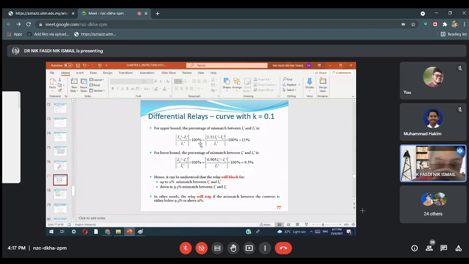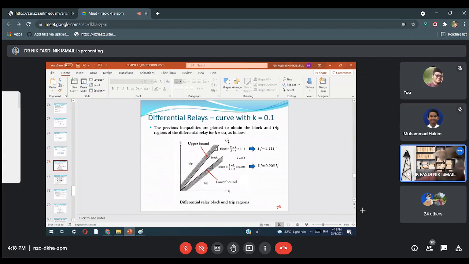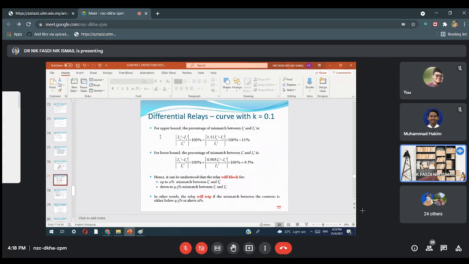Okay. So for the upper bound, the percentage of mismatch between the I1 prime and I2 prime in this formula. Ini contoh, based on this diagram, when K equal to 0.1, if we do the calculation, we dapatlah upper bound is 11%, lower bound is 9.5%. So maksudnya apa? Hence it can be understood that the relay will block for up to 11% mismatch between I1 prime and I2 prime, down to 9.5% mismatch between I1 prime and I2 prime.